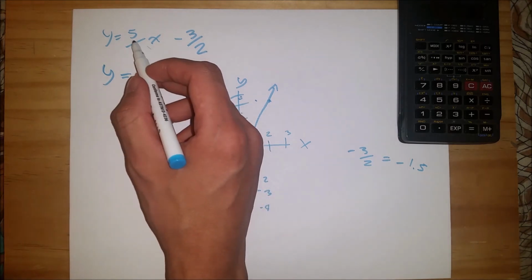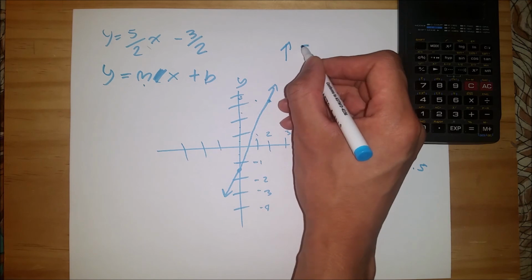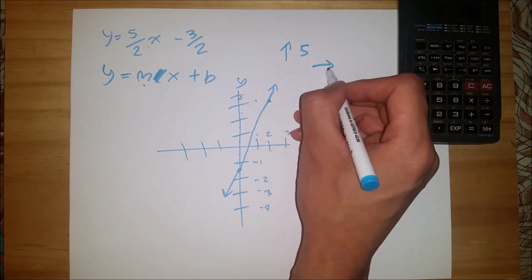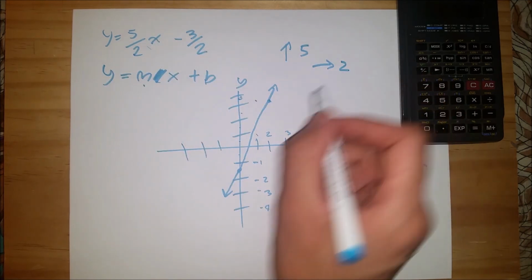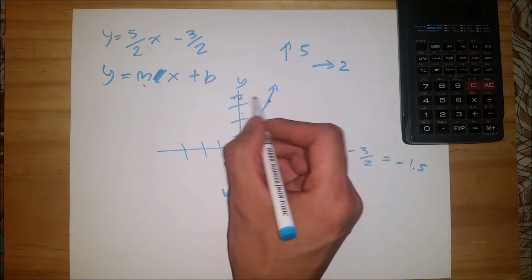Remember the slope: you go up 5, 1, 2, 3, 4, 5, and then you go over 2, 1, 2.